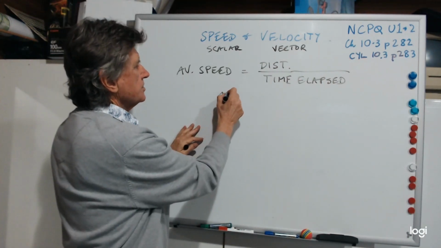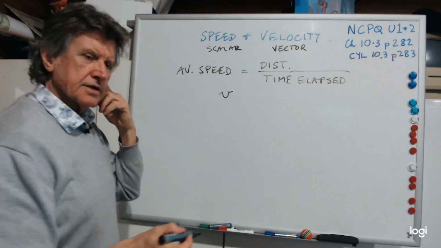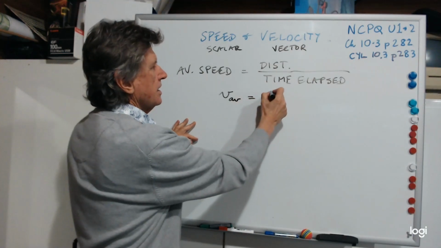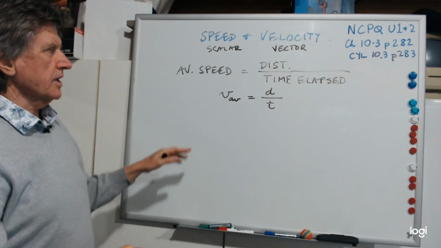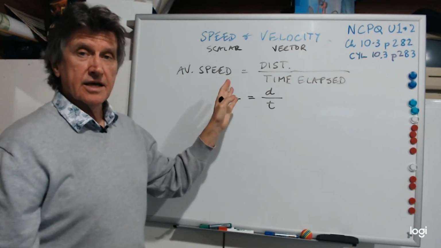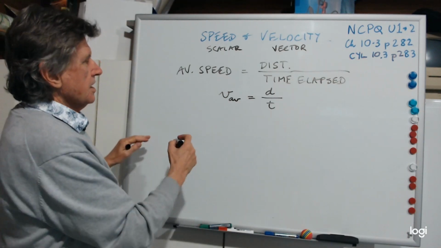So we use the symbol V for speed as well, and I think you would have done that in grade 10. And we just write a little average here. Okay? And that's just D over T. So there's your first formula. Look, you won't use that very much, but it's there. You sort of need to understand it.